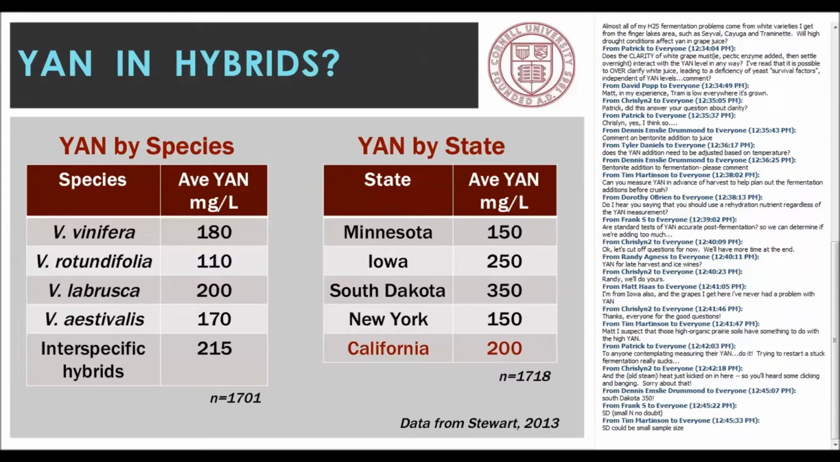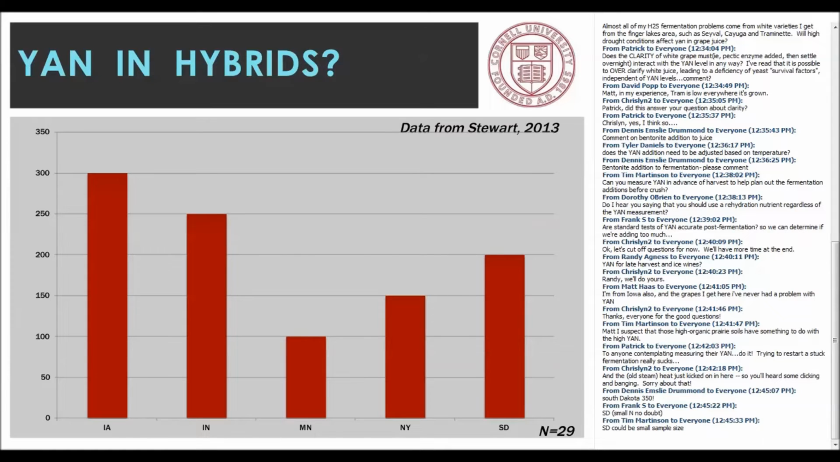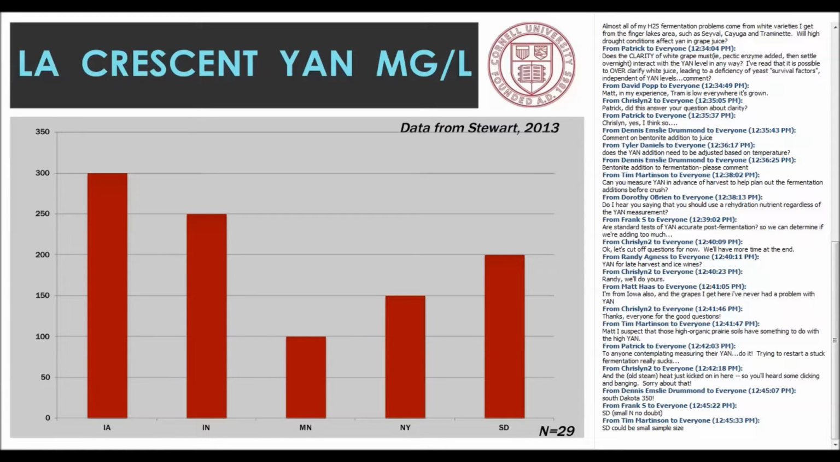So anyway, interesting information. You can't make any rules from this, but it's something to keep in the back of your mind if you're growing in these states. So some more data. She broke it down by cultivar. If you look here, you can see her La Crescent data.